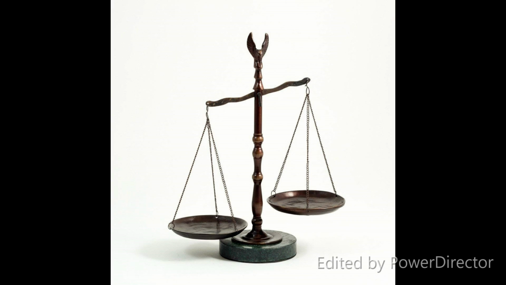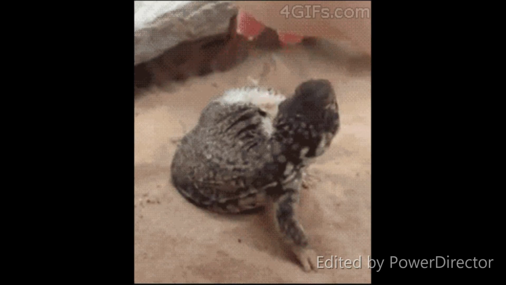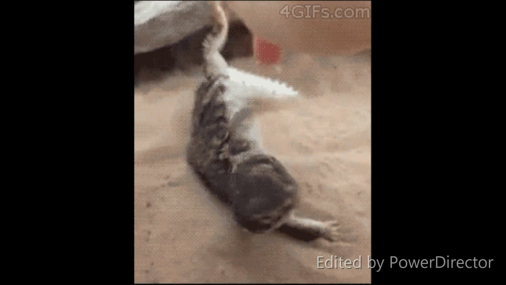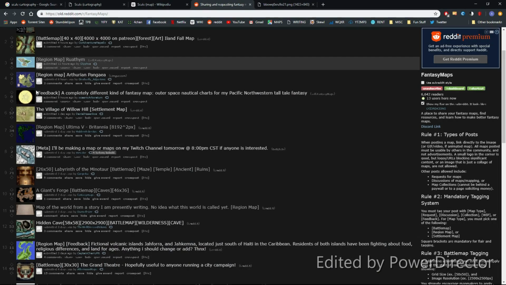We're going to talk about how the armor of reptilians shields them from... I'm just kidding. We're going to talk about scales on maps.